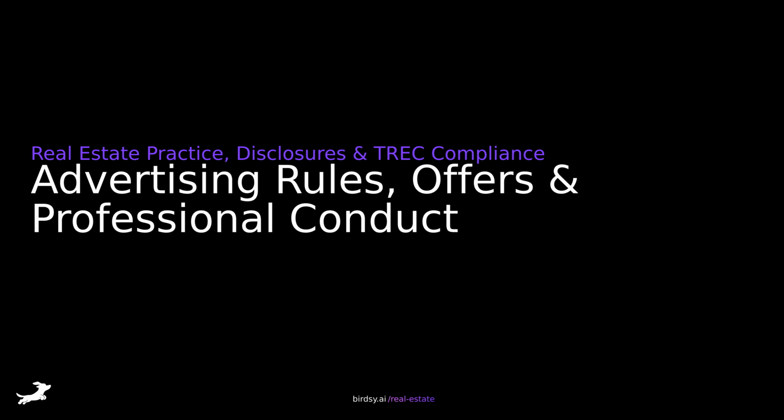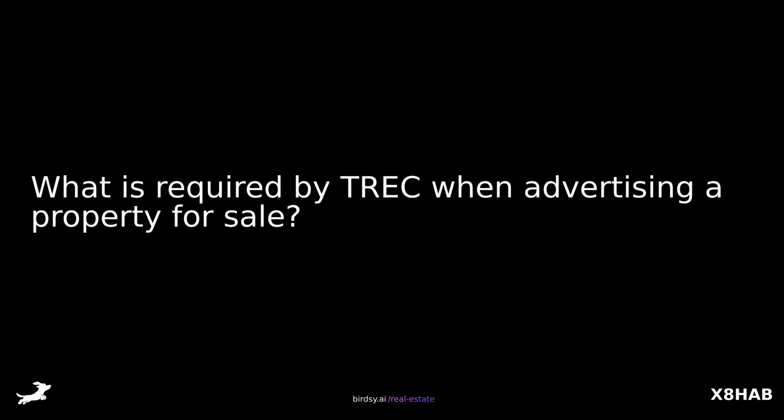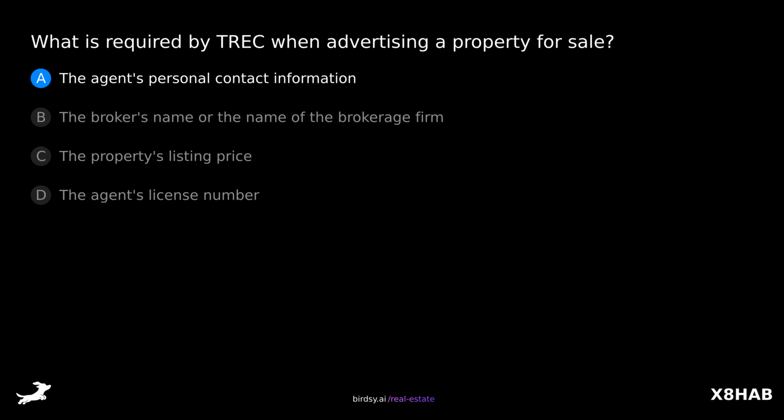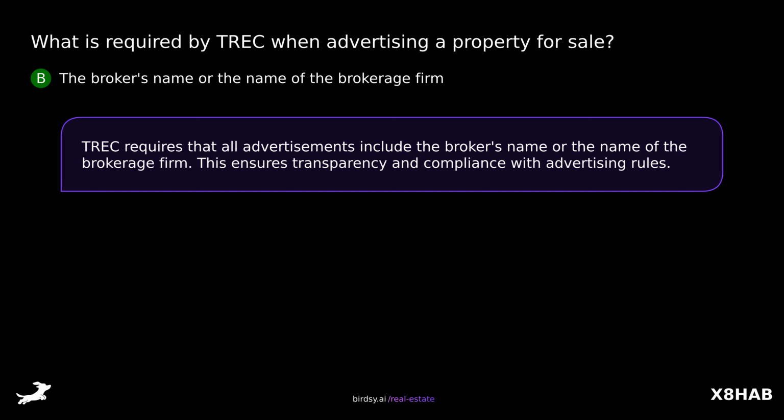Advertising rules, offers, and professional conduct. What is required by TREC when advertising a property for sale? Is it A, the agent's personal contact information, B, the broker's name or the name of the brokerage firm, C, the property's listing price, or D, the agent's license number? The answer is B, the broker's name or the name of the brokerage firm. TREC requires that all advertisements include the broker's name or the name of the brokerage firm. This ensures transparency and compliance with advertising rules.